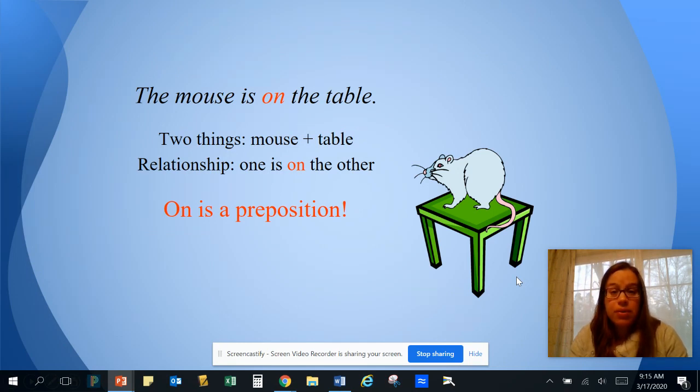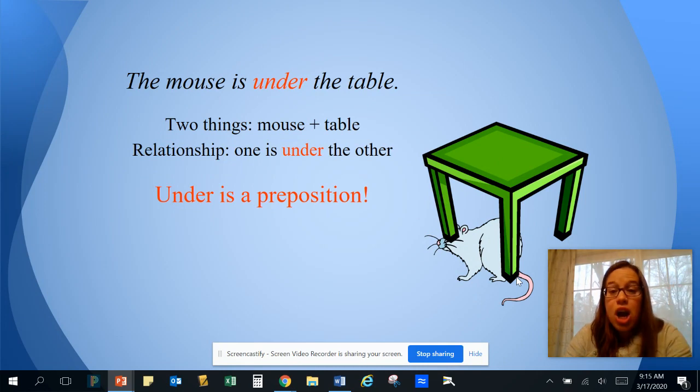So let's look at some examples. The mouse is on the table. On is our preposition. It's telling the relationship between the mouse and the table, showing us that the mouse is on the table. And we have the mouse is under the table. So we have the table, we have the mouse under it. Under is the preposition, telling the relationship, again, between mouse and table.